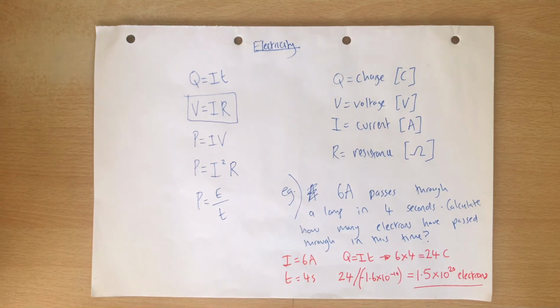So that's a hell of a lot of electrons that have passed through this circuit. It just gives you an idea of how small the electron is compared to something larger, and how many pass through in a certain time frame.